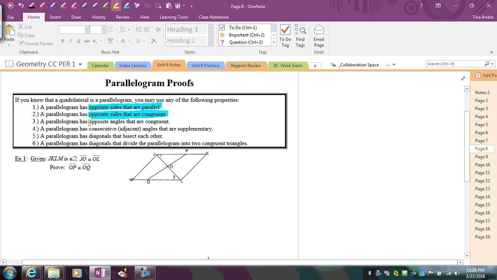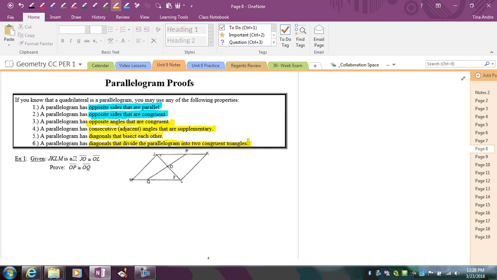But remember, opposite angles are also congruent. Consecutive angles, or angles next to each other, are supplementary. The diagonals bisect each other. And one diagonal will divide the parallelogram into two congruent triangles. So if you ever have a diagonal drawn in a parallelogram, the two triangles that are created are always going to be congruent.